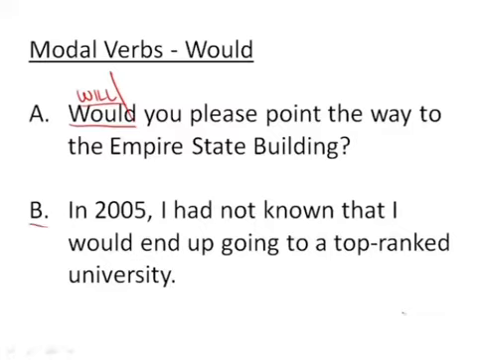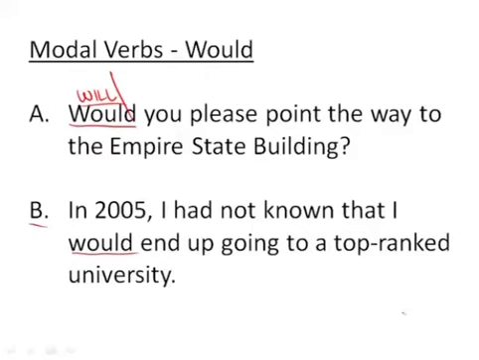B, in 2005, I had not known that I would end up going to a top-ranked university. All of a sudden, we have a very different sentence here, do we not? And that sentence does not begin with a question, but definitely has would. And this talks about something in the past that was going to happen, a future event from the perspective or standpoint of someone in the past.